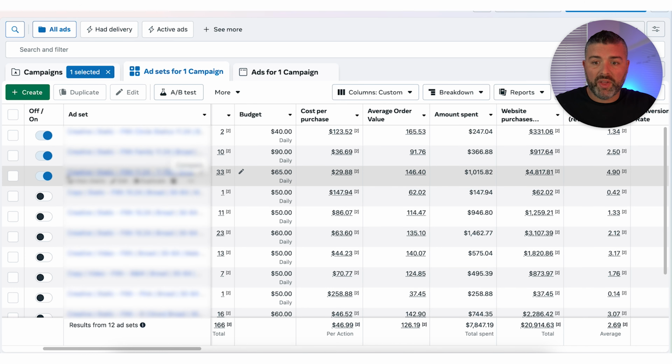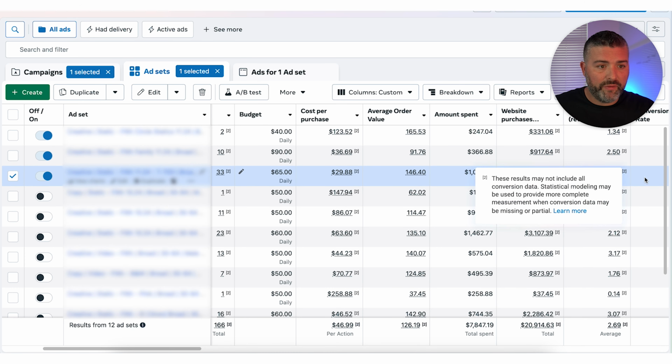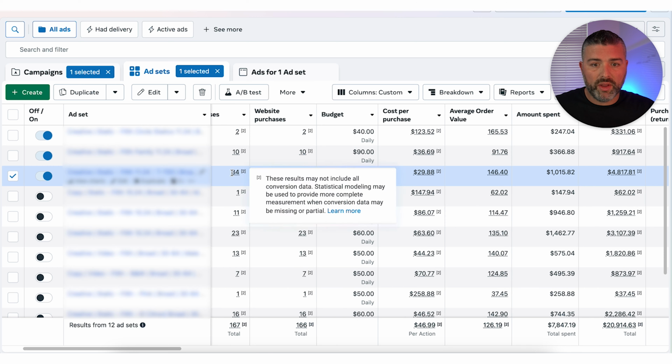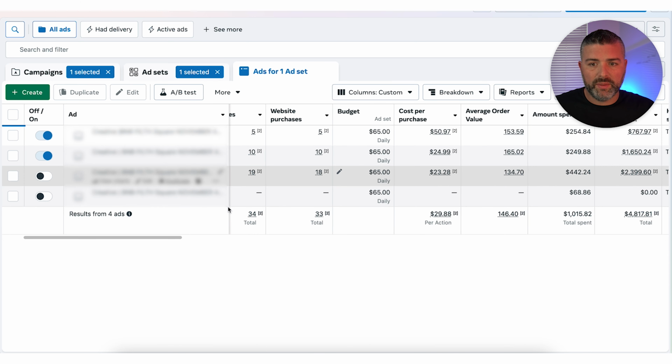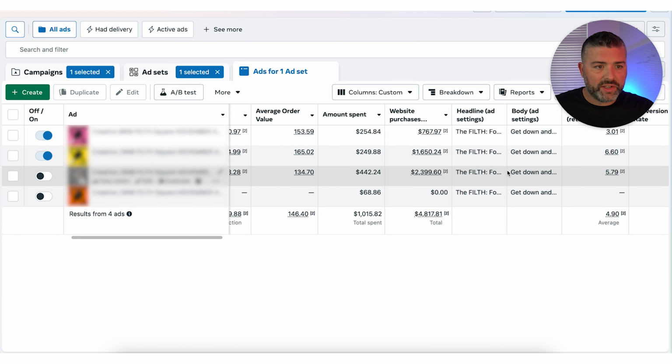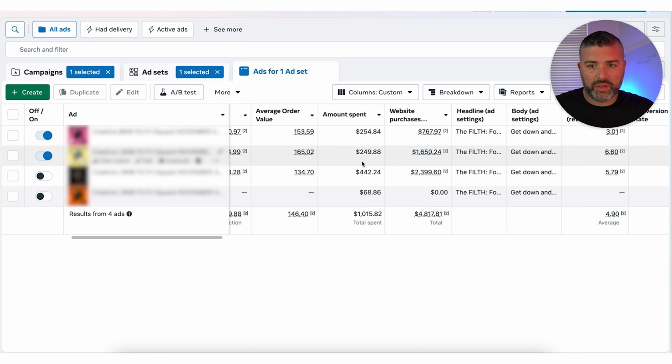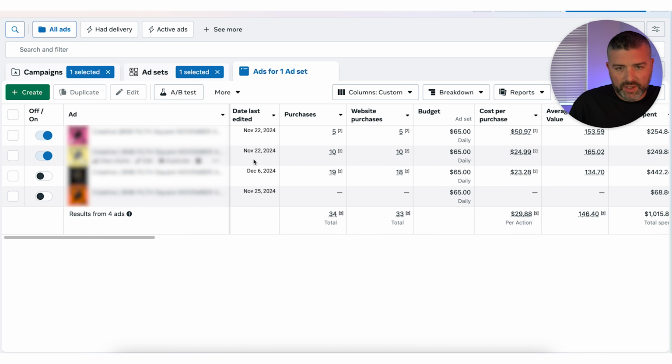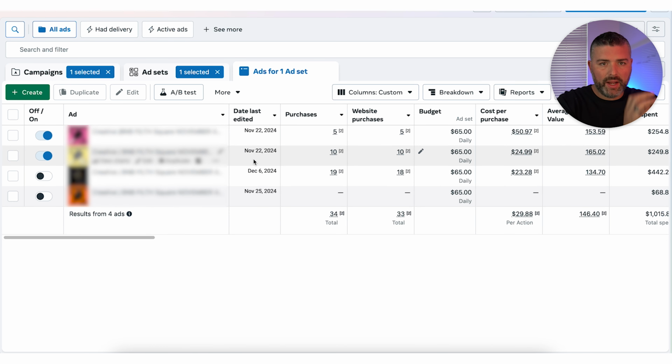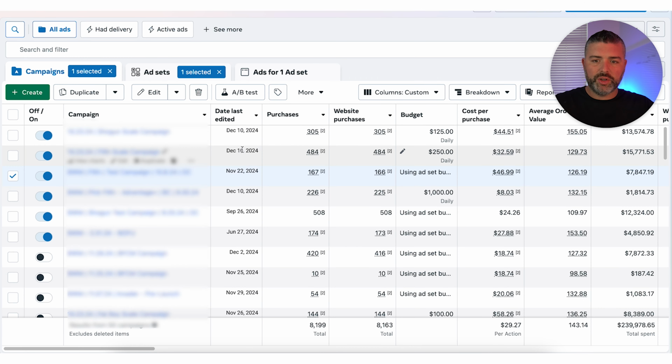We can see this one is crushing at a 4.9x with some volume behind it. We can dive deeper into it. We have a 6.6, a 5.79, and a 3.01. Slight variations between each image, and that is all we want to find. We want to find the slight variances that outperform our top performers. So that's how you should be structuring it.